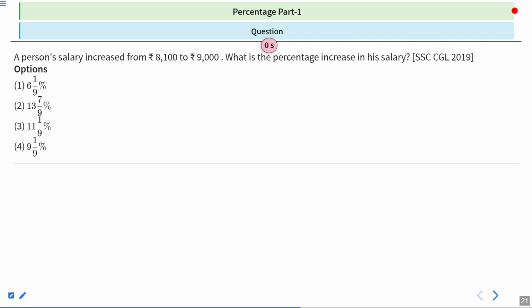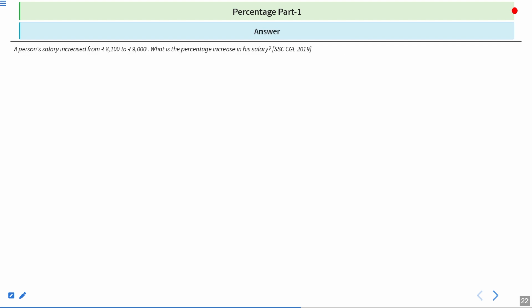Now time's up. Let's see the solution of this question. A person's salary increased from 8,100 to 9,000. It means the increase is 900 rupees. Now the question is, what is the percentage increase in his salary? The correct answer of this question is third, which is 11 and 1 by 9%.